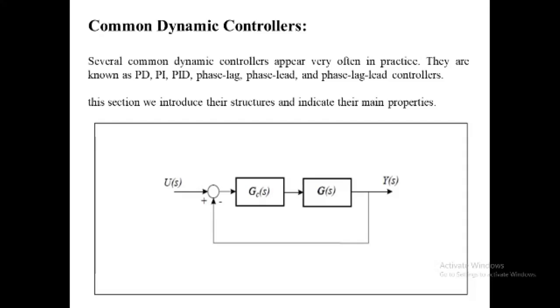Now we are moving towards the last controller, that is PID. The PID controller is the combination of the PD and PI controllers, and hence the transfer function is given by G of s equals Kp plus Kd s plus Ki times 1 by s, that is, Kp plus Kd s plus Ki upon s. This PID controller can be used to improve both the system transient response and steady-state response. This controller is very popular for industrial applications. Now, what is a phase lag and lead controller?